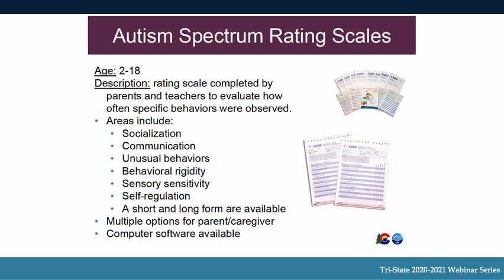Both the autism rating scales and the CARS would need to be implemented by either a school psychologist, a speech-language pathologist, an occupational therapist, or someone who has been trained in how to interpret behavior checklists with standardized norms.